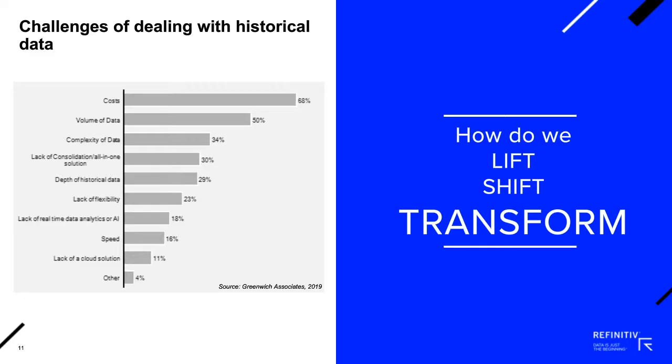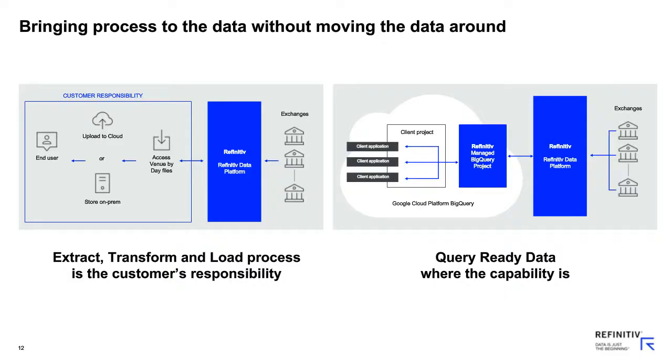So going to the challenges, when it comes to historical data, it's quite obvious that costs and volumes of data are the two items that top the list. Effectively, what we've done with our offering of tick history in Google Cloud is not only a lift and shift to the cloud, but actually lift, shift, and transform our offering. What does this mean? We are bringing the process to the data without moving the data around. You no longer need to download, store, and manage that data set yourself. You don't have to deal with that painful ETL, or extract, transform, and load challenge, which was the responsibility of the clients. End users would be pulling the data from our platform, then downloading and storing these files on their site.